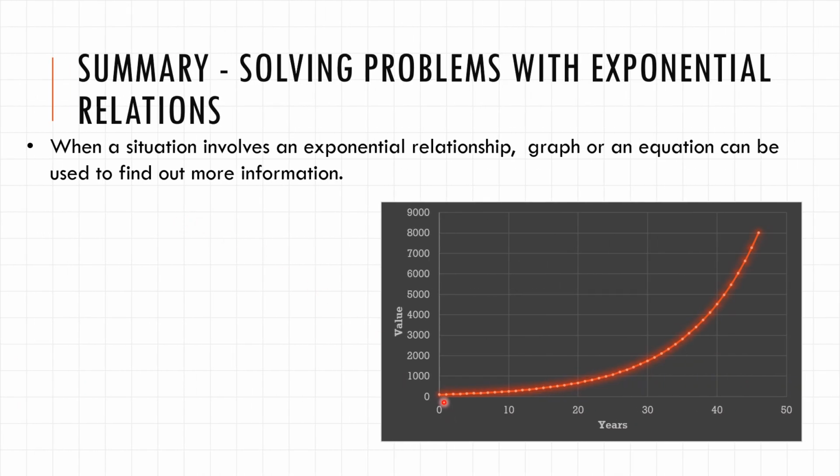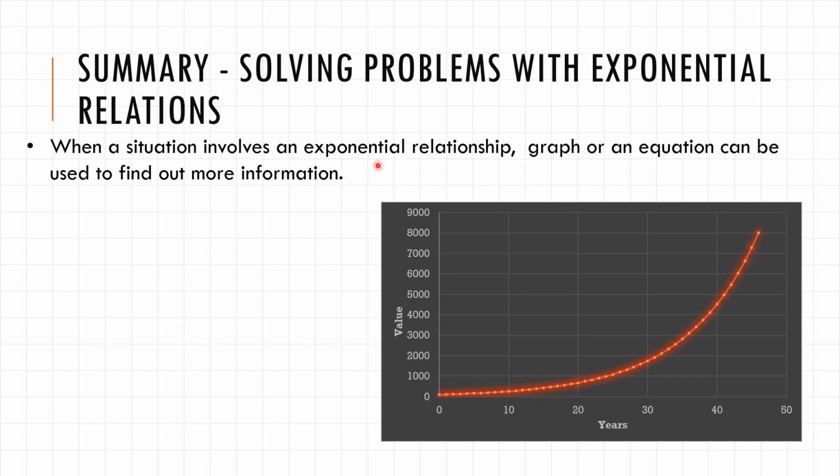So for example, here we see the value of something growing every year exponentially. We can see that it starts really low and the graph is really flat on one side, and then it increases very quickly as the years start increasing.